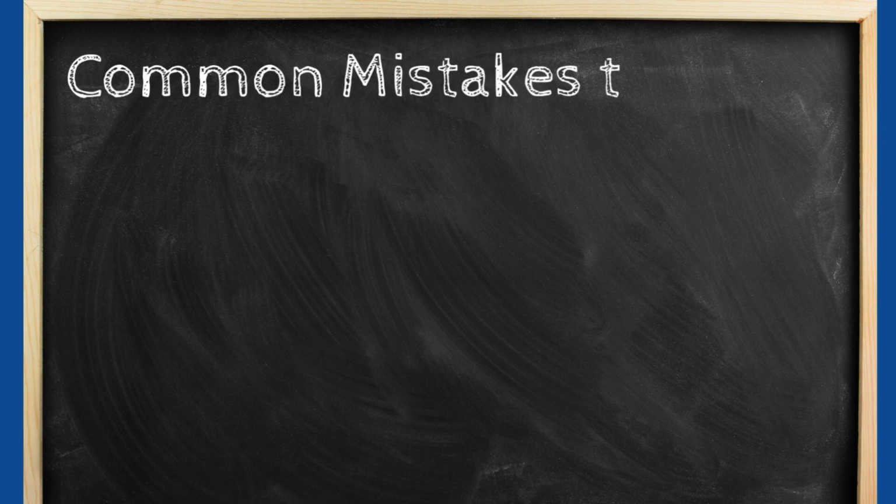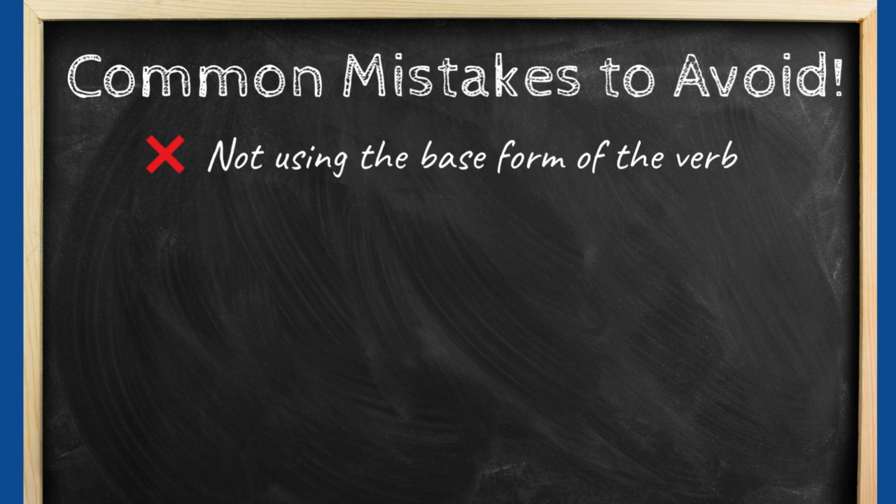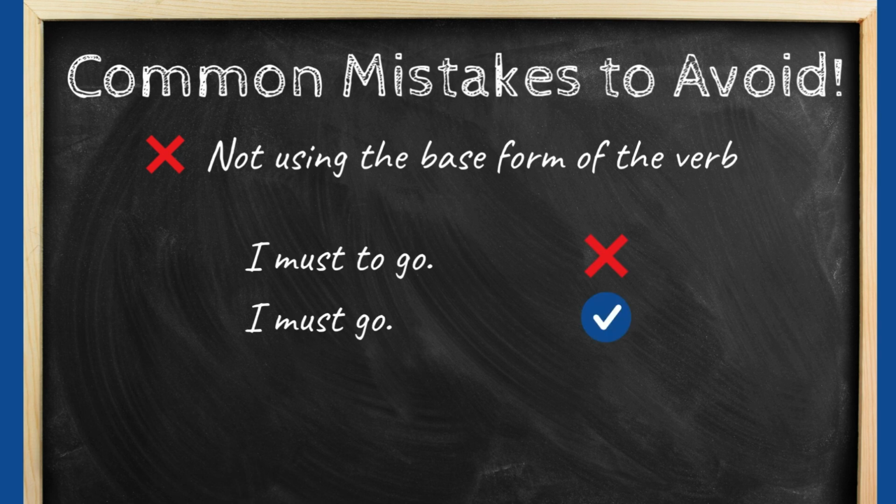Now let's talk about common mistakes to avoid, because even advanced English learners sometimes make mistakes with these modal verbs, so let's clear up a few common errors. Forgetting to use the base form of the verb: "I must to go" is incorrect. It is "I must go." Remember, after a modal verb, we always use the base form of the verb, no "to" needed.